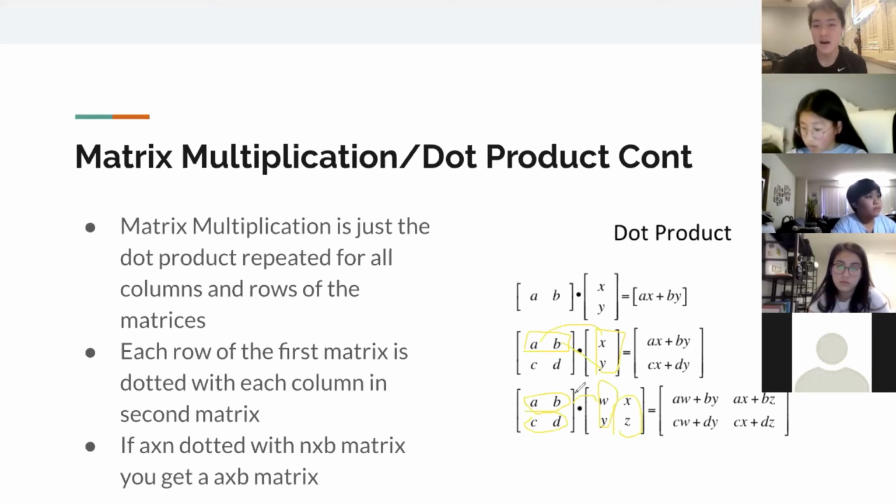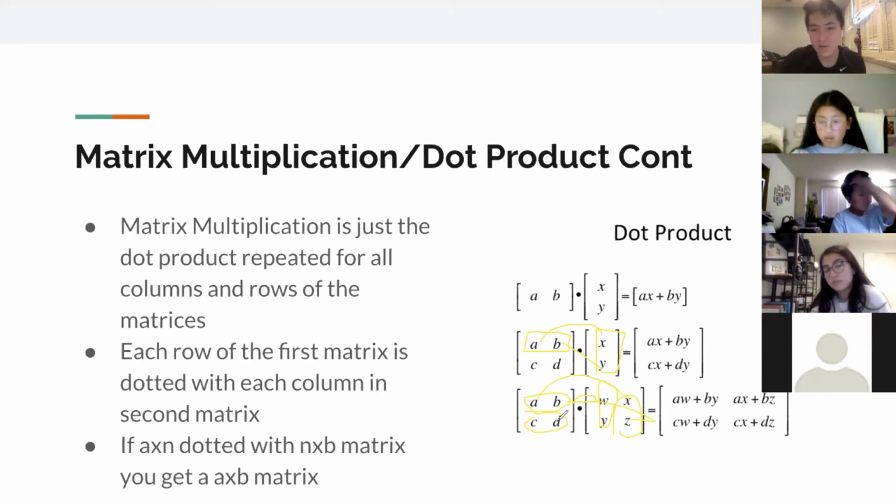And so that's the first element, right? First row, first column, first element. Then first row, second column, same thing you see in the output. You do A times X plus B times Z, AX plus BZ. So that's the first row, second column of the output, right? You then repeat that for the next row of the input. So you do CW plus DY.